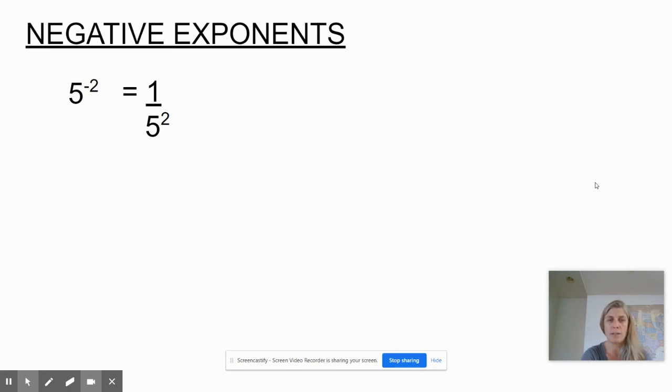Now, all of your answers have to be a non-negative exponent. So you always have to finish up all your problems by moving it to the denominator if it's negative, or if it's in the denominator and it's negative, you're going to move it to the numerator and make it positive.